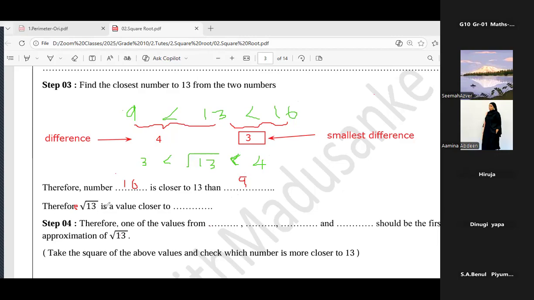Therefore, square root of 13 is a value closer to 4. Right? Please fill this in here. Now I am going to explain the rest on the board, otherwise you won't get this.